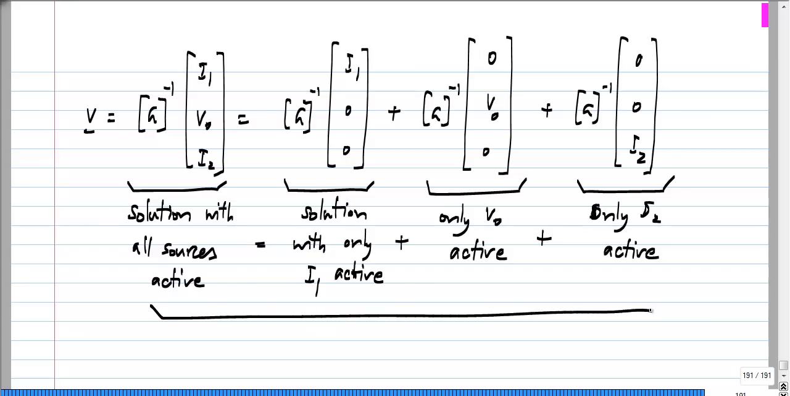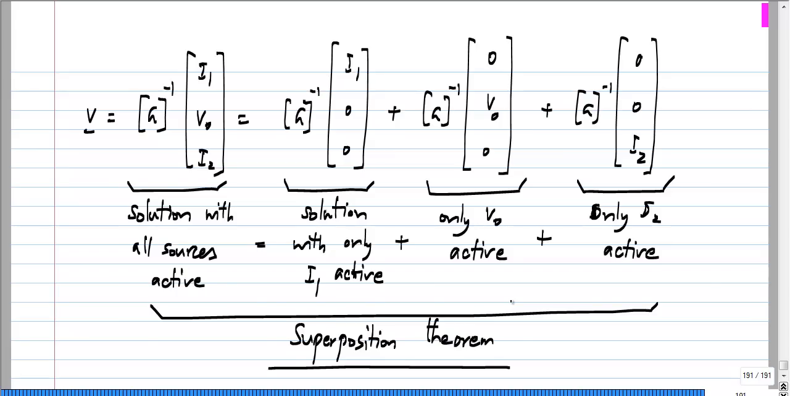This is the superposition theorem. It is basically a result of linearity of equations. In this case, we have expanded out the matrix multiplying the sum of three vectors as the matrix multiplying individual vectors and summing them together. So, the consequence of the equations governing the circuit being linear is superposition. Now, why is it useful?